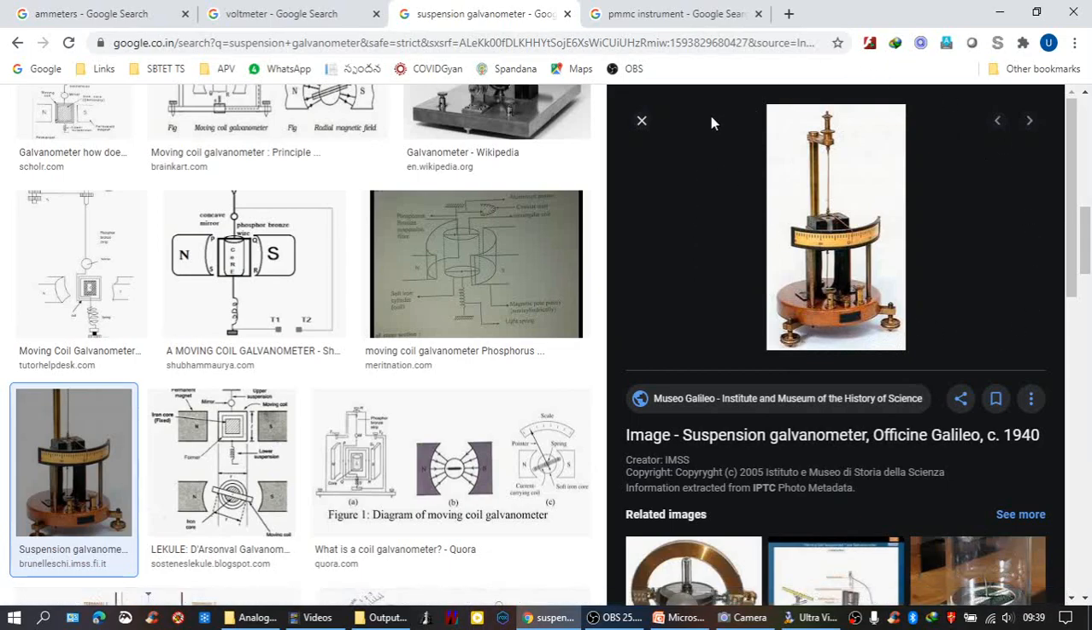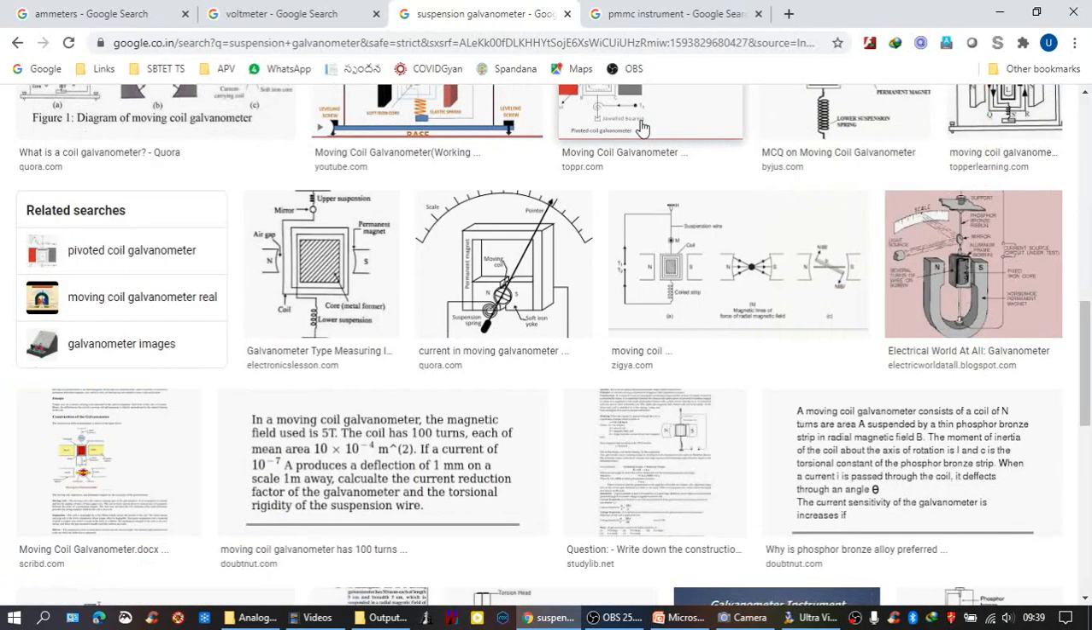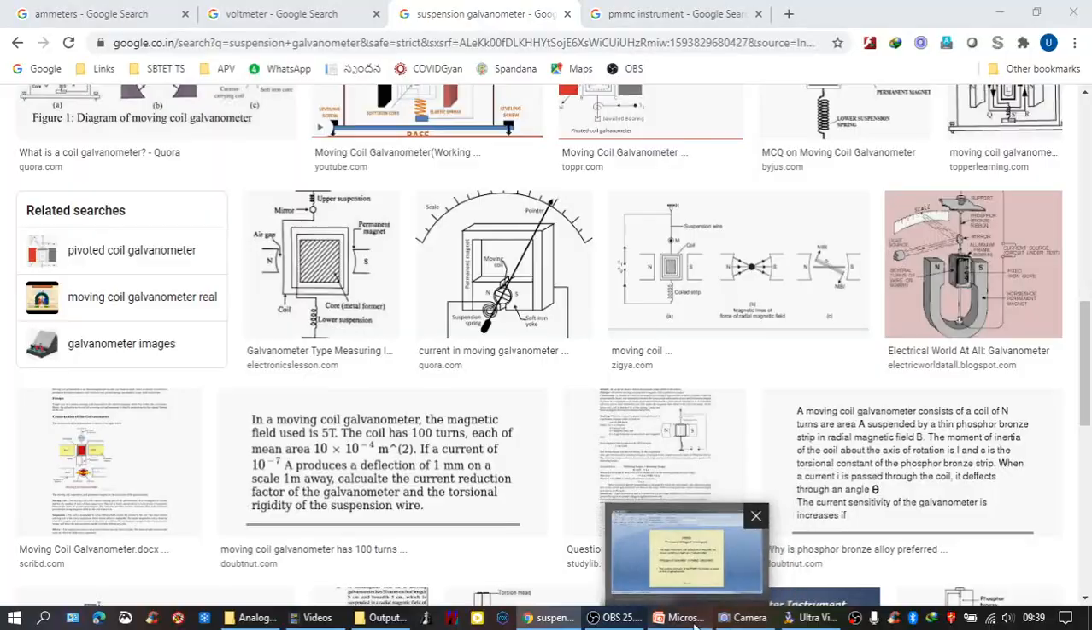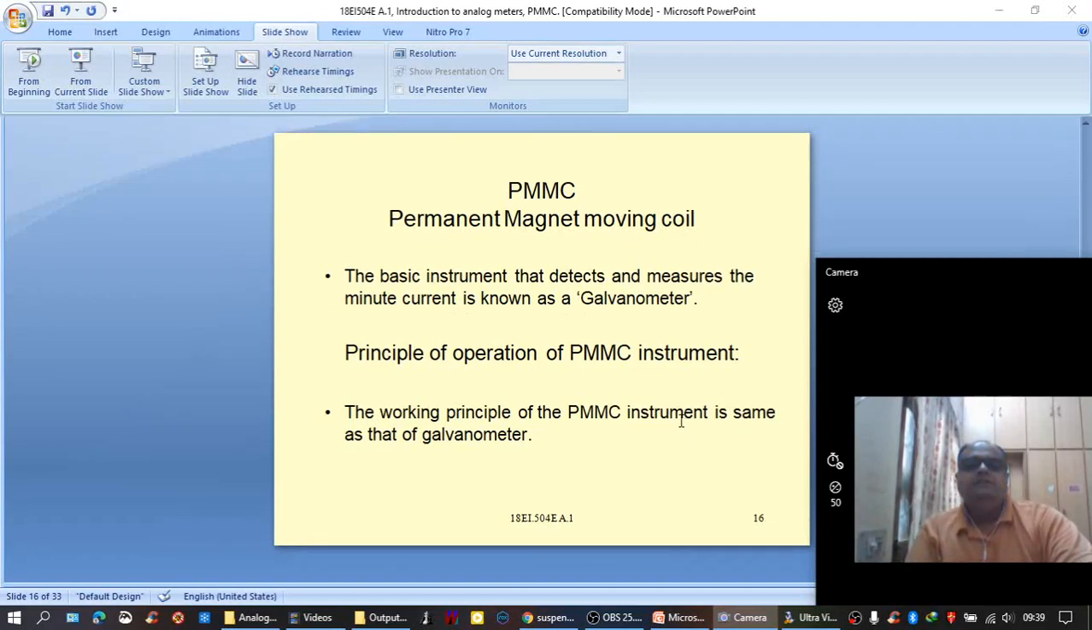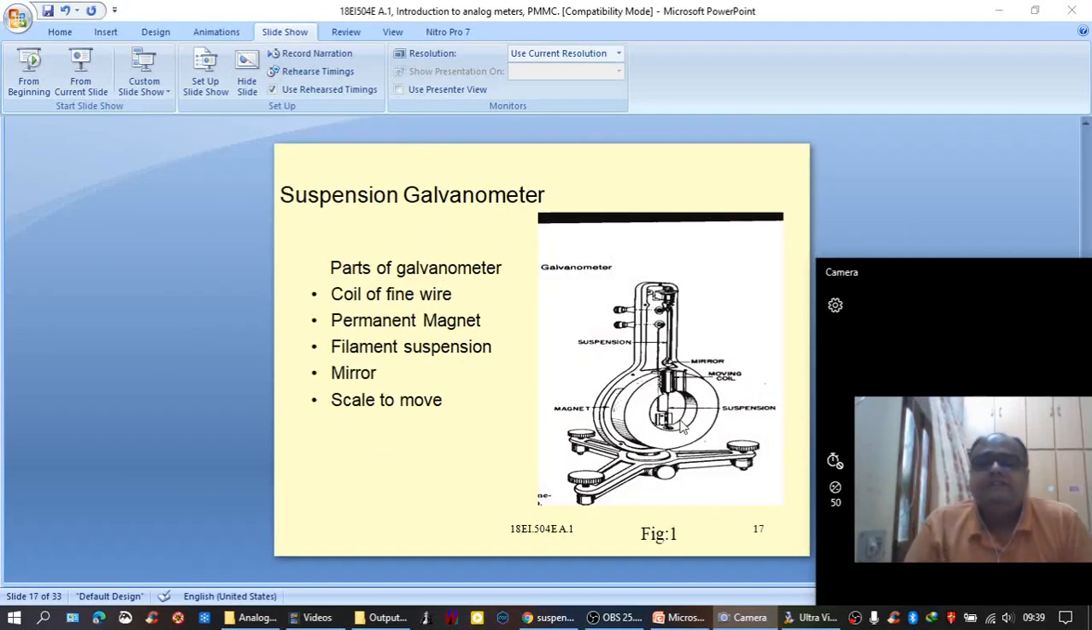These are different galvanometers fabricated by different companies. Basically, a galvanometer is used in lab applications, particularly for calibration of instruments. And PMMC instrument works on the principle of the galvanometer. Let us see what are the various parts of a suspension galvanometer.